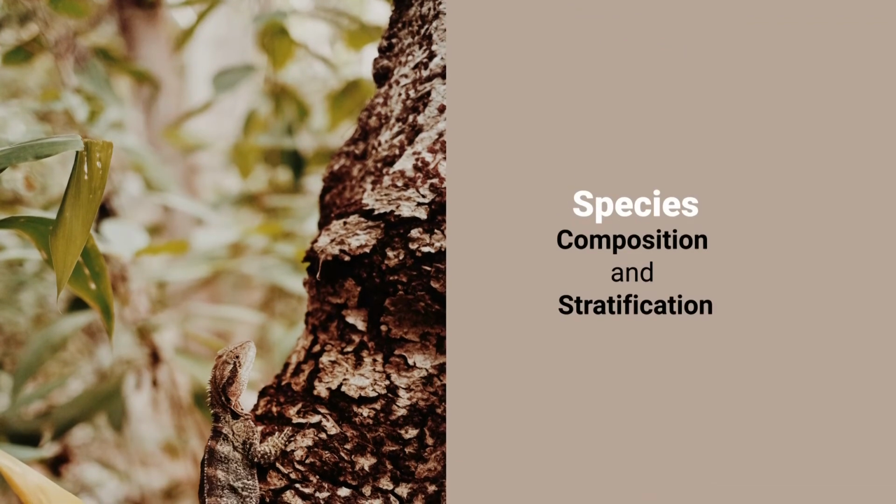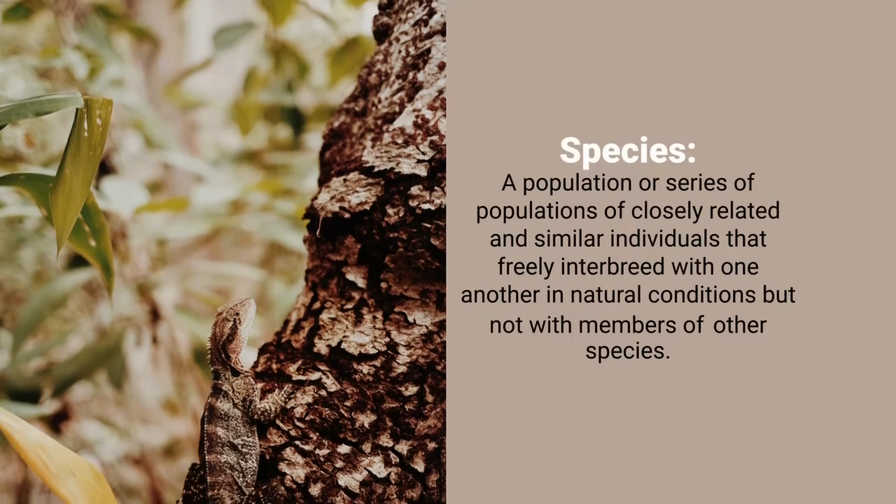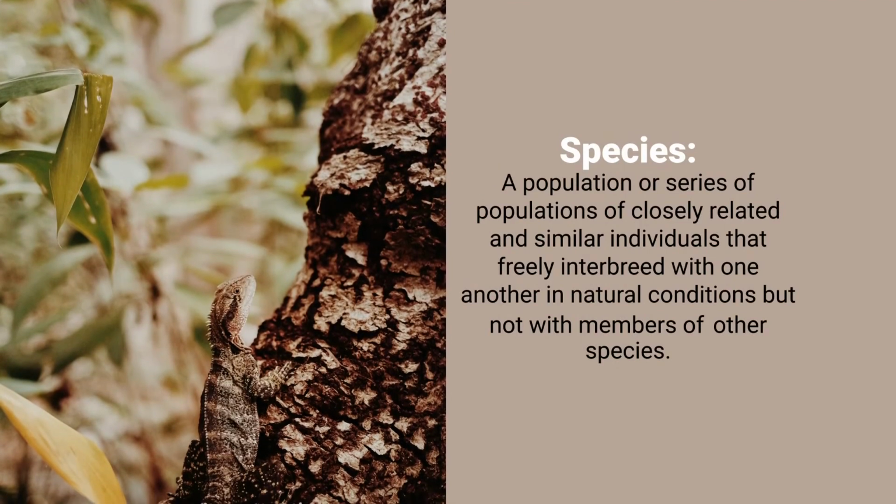The third structure of ecosystem is species composition and stratification. And what is a species? Species are the basic unit of classification, consisting of a population or series of populations of closely related and similar individuals that freely interbreed with one another in natural conditions, but not with the members of other species. They can show different functional states in an ecosystem, and a species can perform a unique function, but many times different species also show the same function.